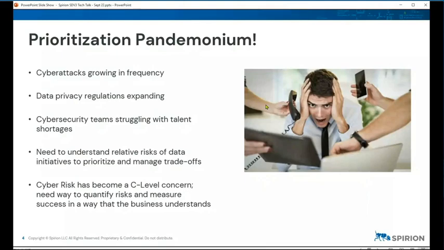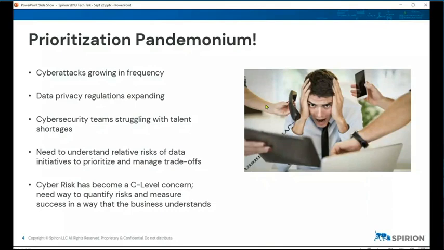So we need to understand the relative risks of data initiatives, prioritize, and manage the trade-offs. A lot of things we hear from our customers is that the blocker is mainly volume. So I don't know where to start, or I see the problem as being too big, or I don't know if I can solve this issue with this type of data location or this asset.